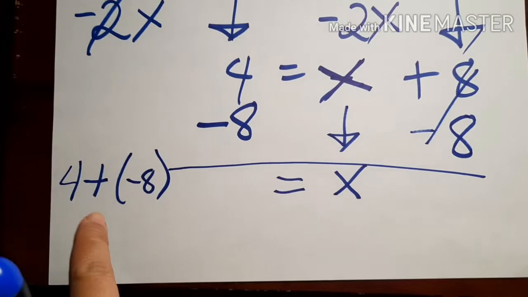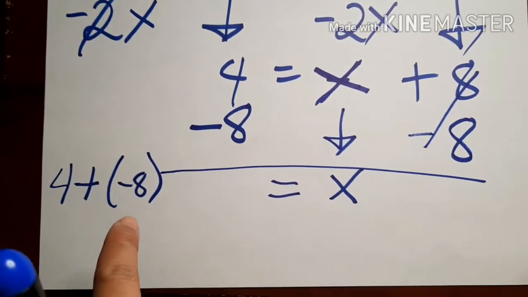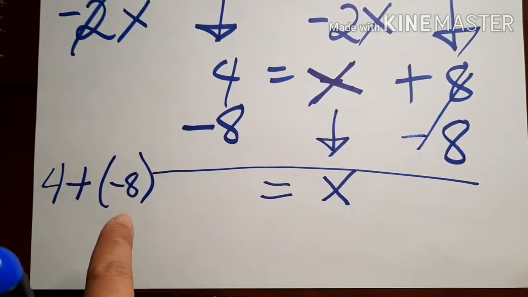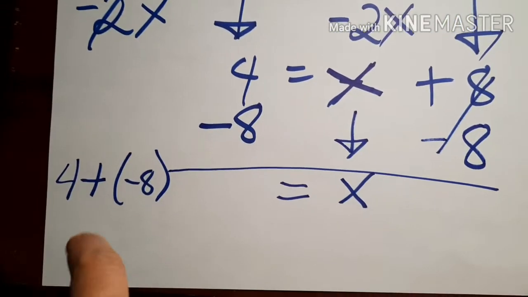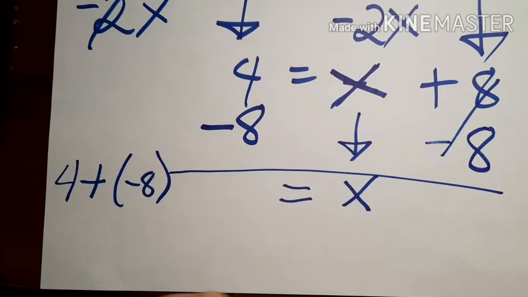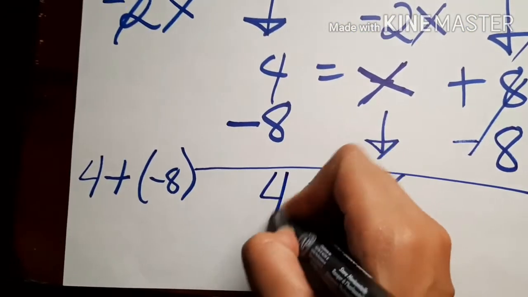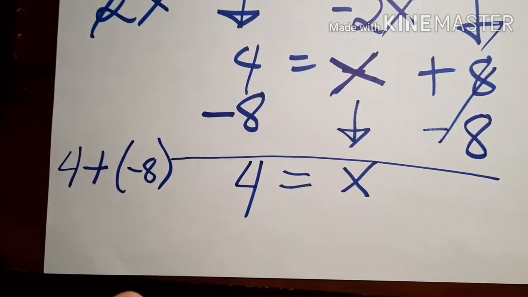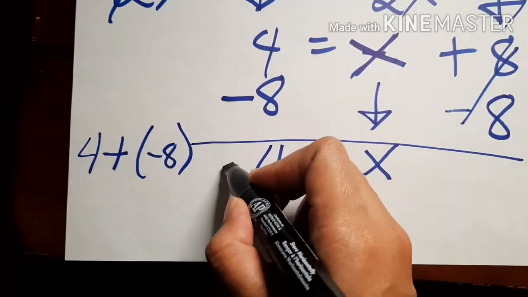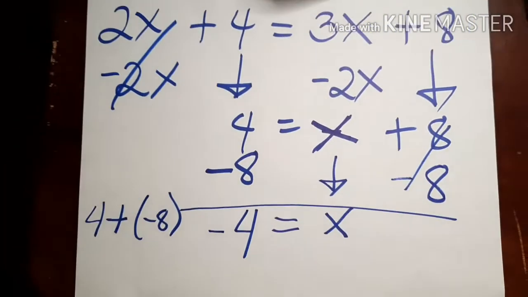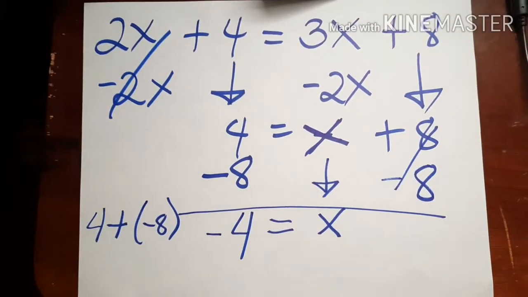So we are now on adding unlike signs with our integers. When we add unlike signs, remember, get the difference. So what's 8 minus 4? That would give us 4. And what sign are we going to use? The sign of the greater number, which is negative, because 8 is greater than 4, of course. So there you go. x would be equal to negative 4.